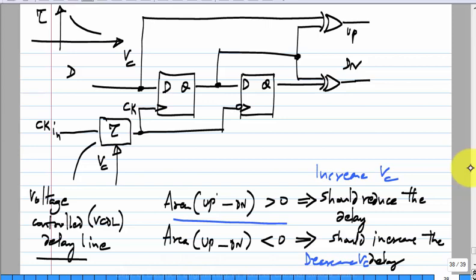Yeah, essentially, you have to come up with some arrangement so that when the area is more than 0, the voltage will continuously ramp up. There are many ways of doing it. The popular way, which by the way is used in a lot of places, is to use two switches.